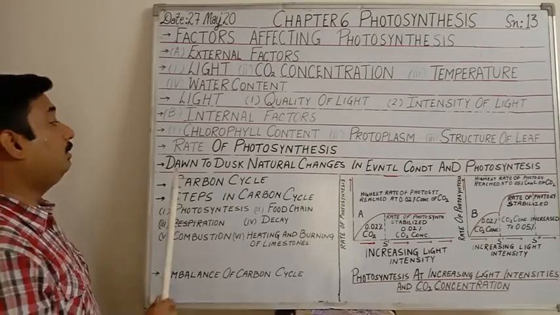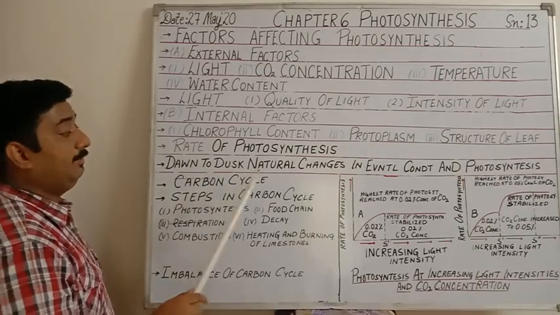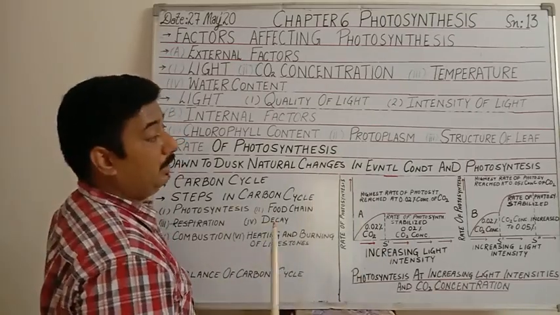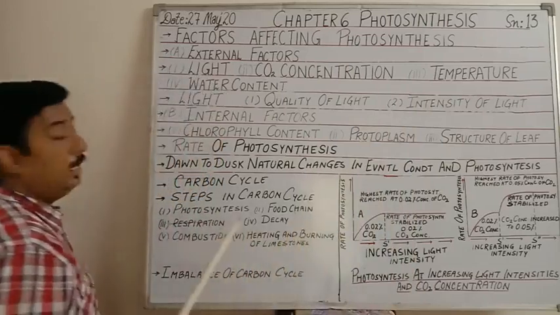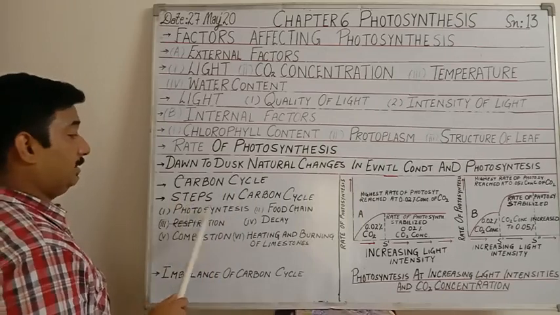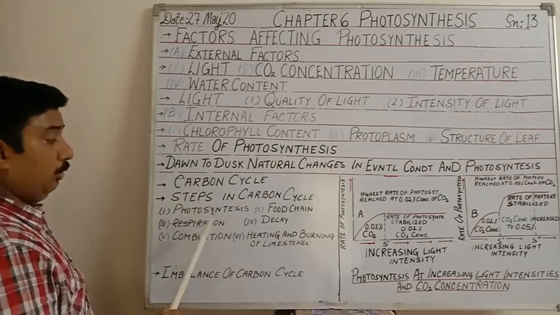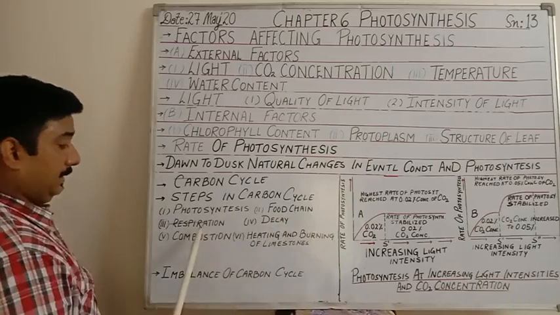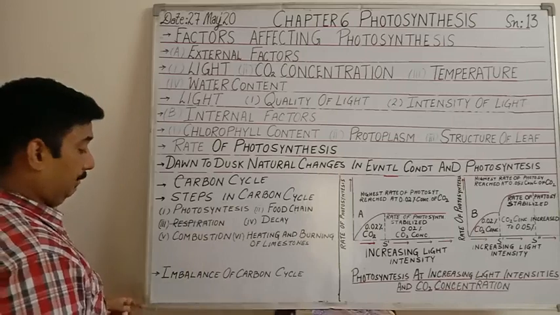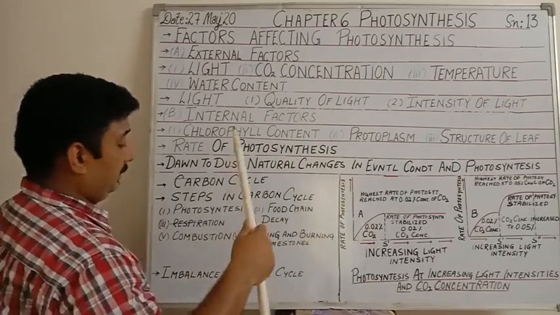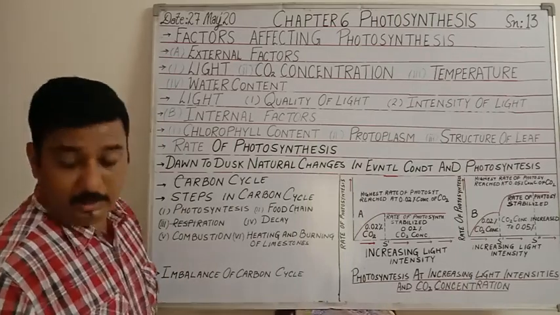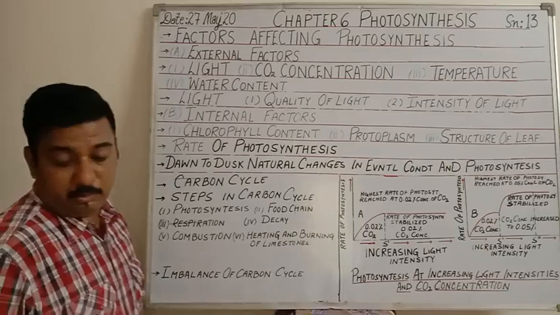Then I'll be explaining dawn to dusk, from morning to the evening, what the natural changes in the environmental condition are and how they are related to photosynthesis. Last, I'll be explaining the carbon cycle, where I'll explain the steps in the carbon cycle that include photosynthesis, food chain, respiration, decay, combustion, and at last heating and burning of limestones. After completing all this, I'll be explaining how imbalance of carbon dioxide is brought about. So this is all that we are going to complete today.